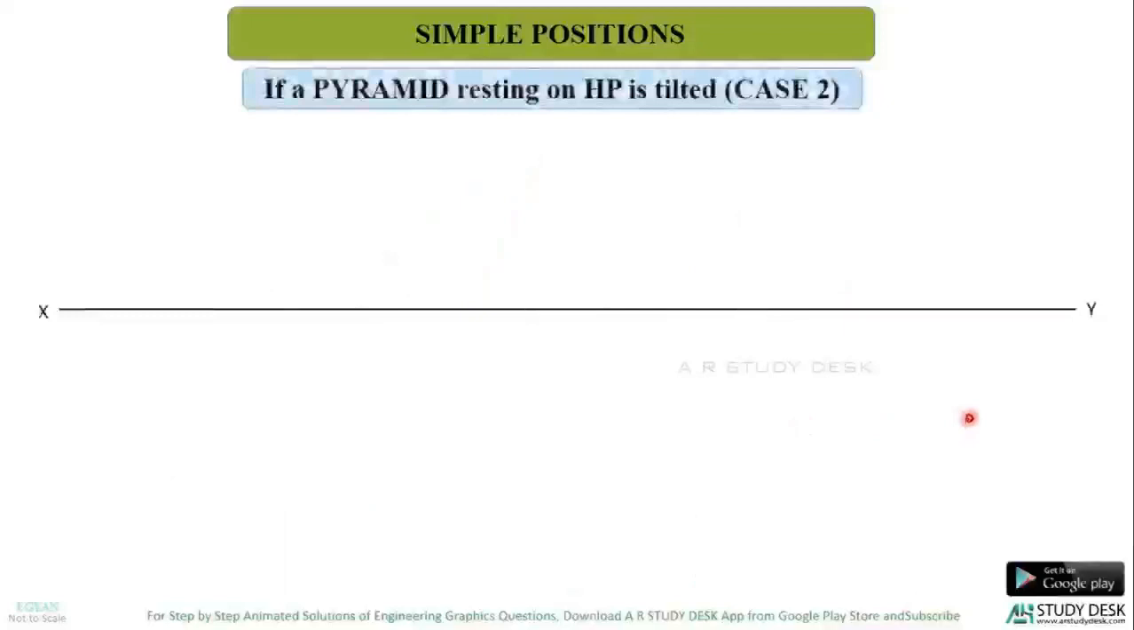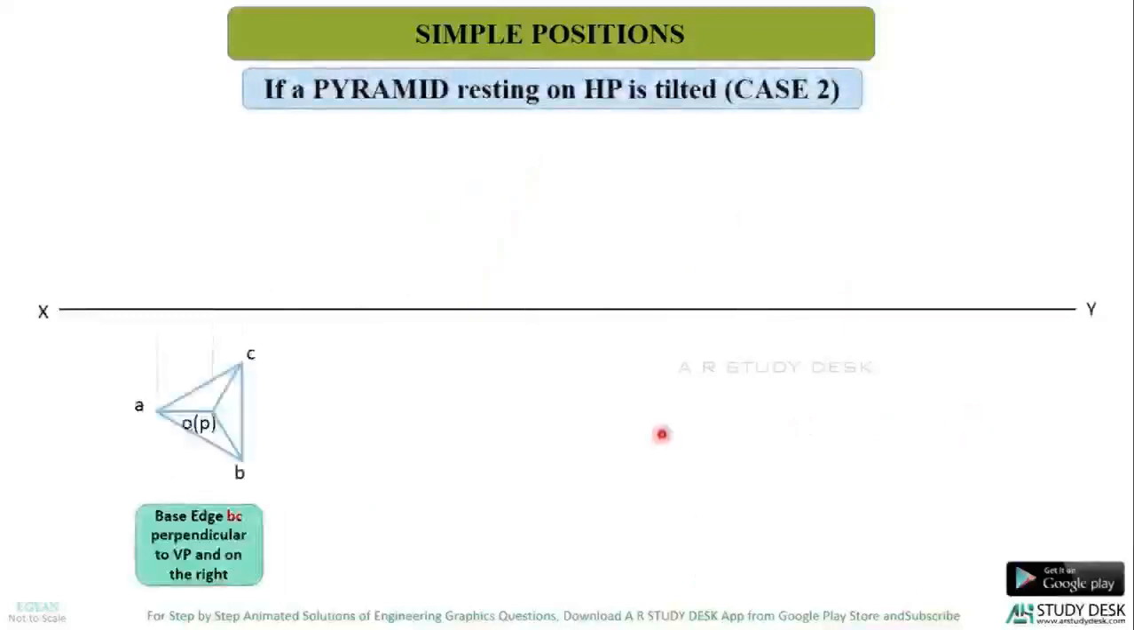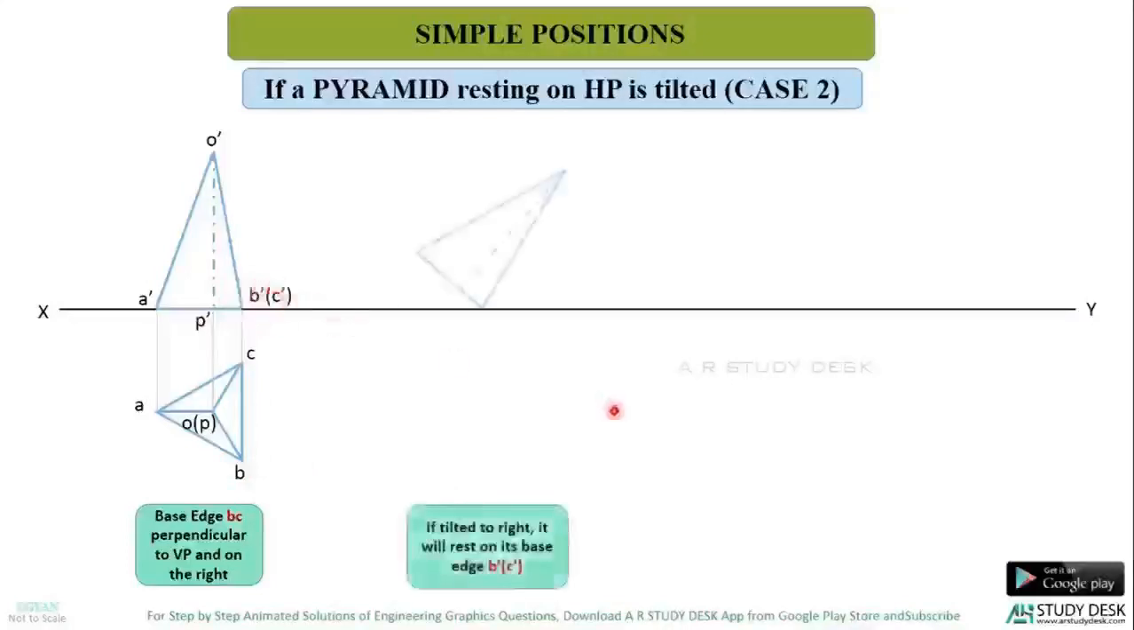Now let's see the case 2. Here, the triangular pyramid is kept such that the base edge is kept perpendicular to VP and it is on the right side. So here the base edge is BC. In the front view you can see that base edge has a point which is marked as B dash bracket C dash. Now if I tilt this to the right, what happens?